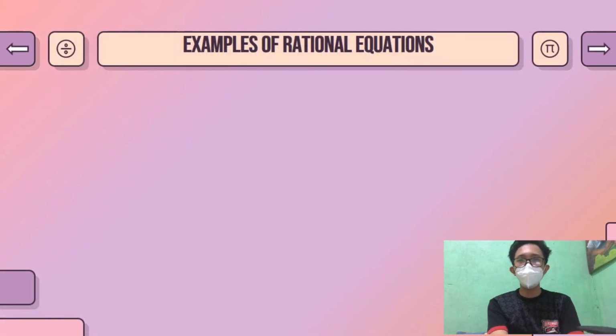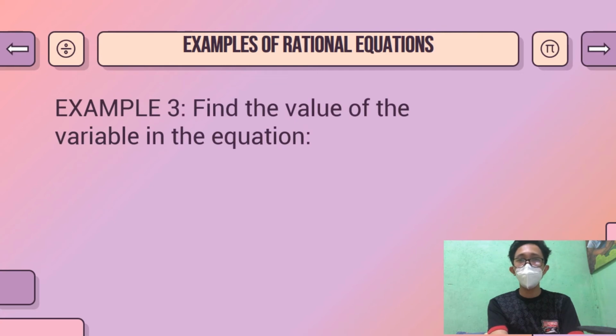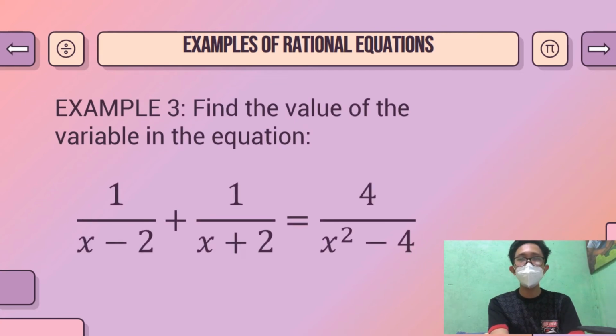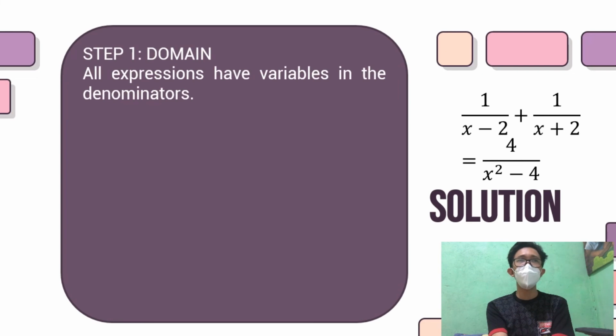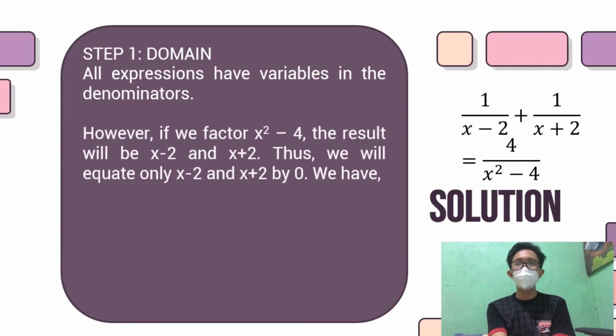Example number 3. Find the value of the variable in the equation 1 over x minus 2 plus 1 over x plus 2 is equal to 4 all over x squared minus 4. So, solution for the domain: all expressions have variables in the expression. However, if we factor x squared minus 4, the result will be x minus 2 and x plus 2. Thus, we will equate only x minus 2 and x plus 2 to 0.